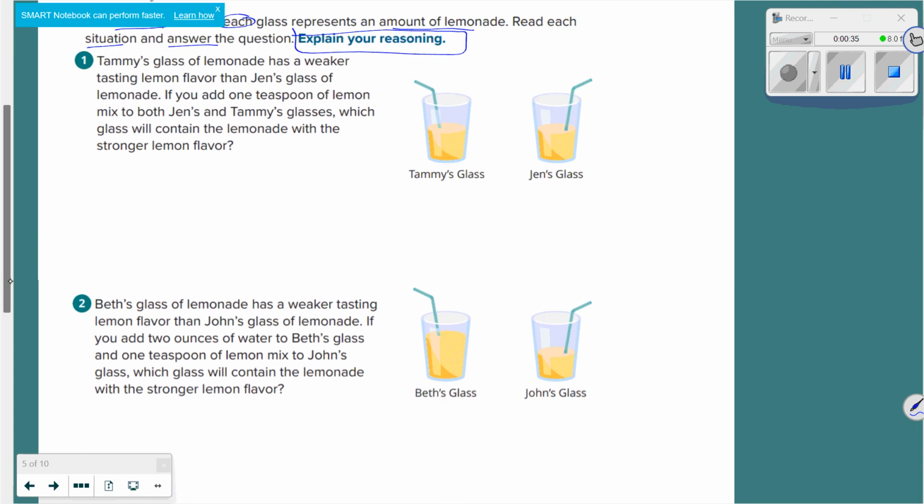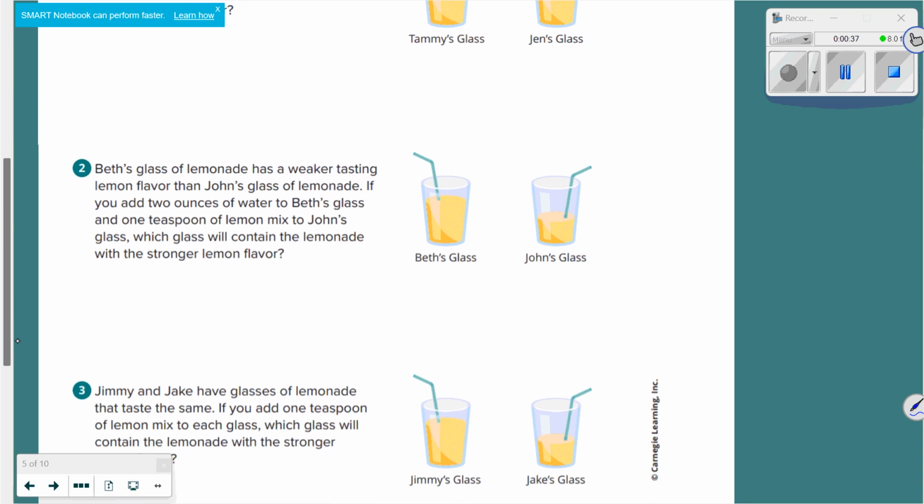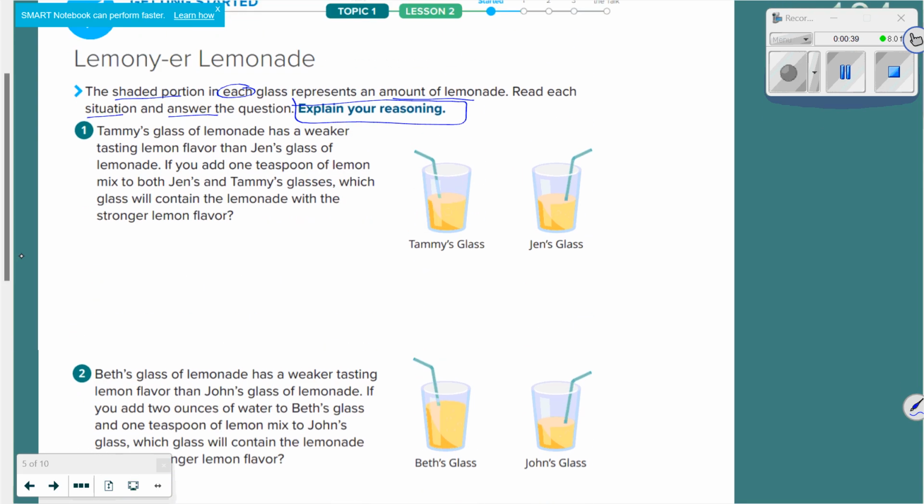Each one is a little bit different. So read the situation, look at your picture, tell us what you think the answer is. We'll give you guys about 6 minutes to work through this. You should be working together as a table.